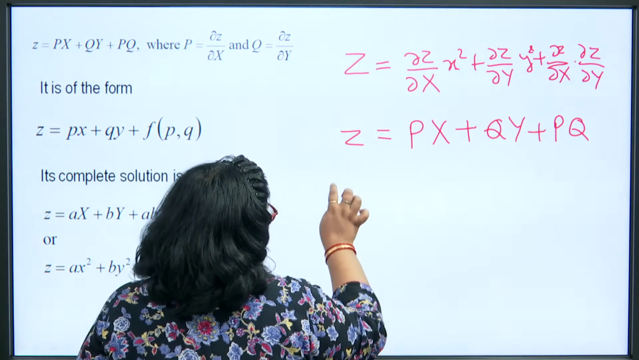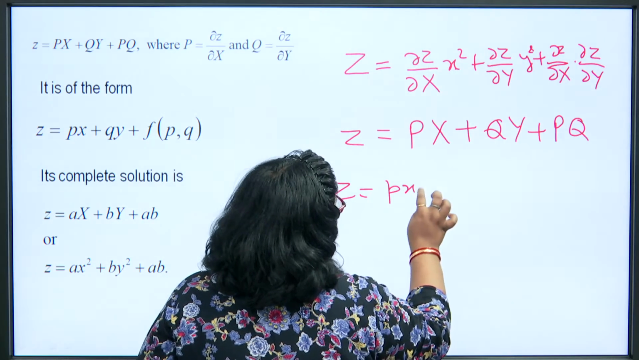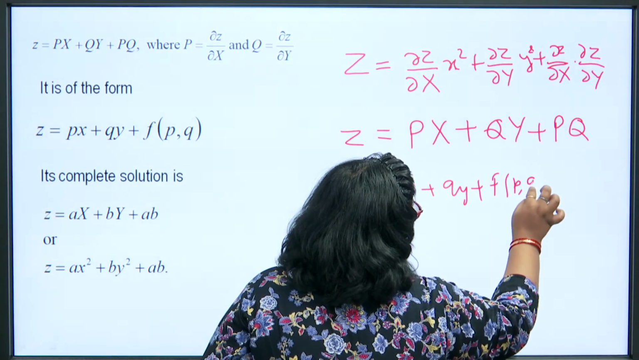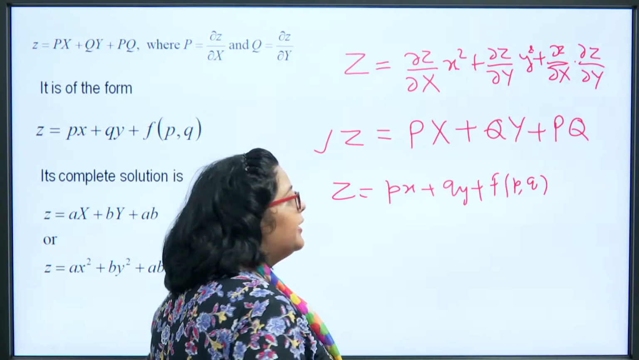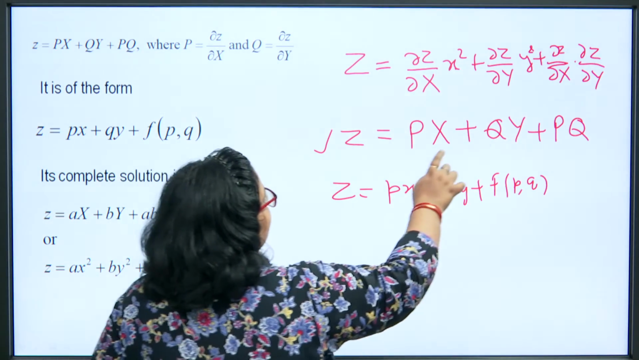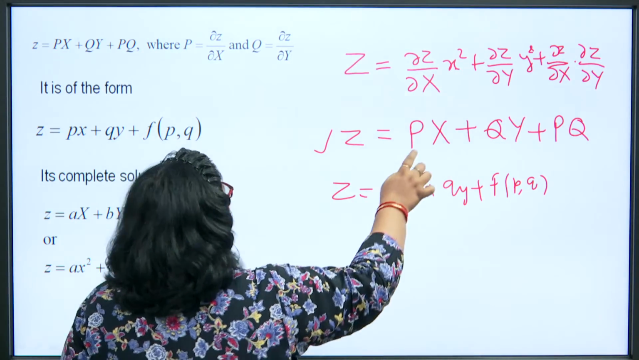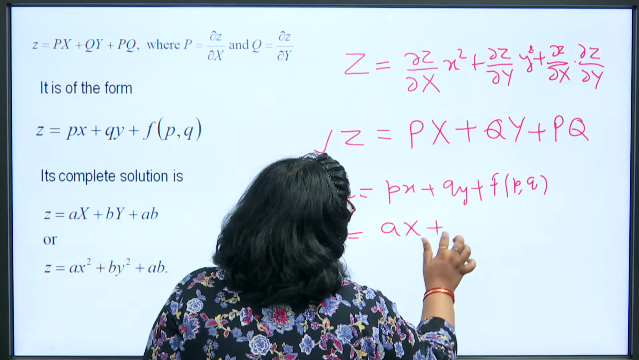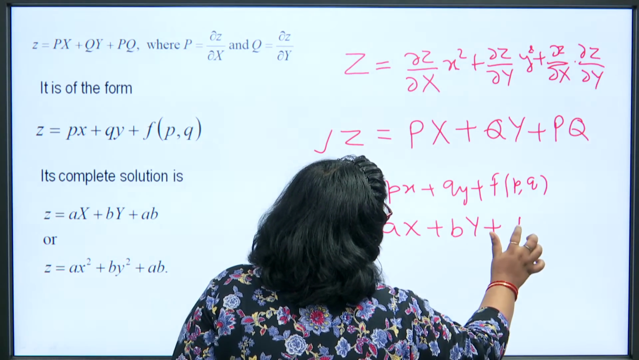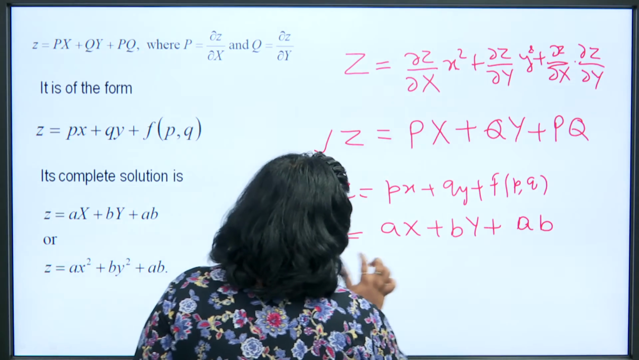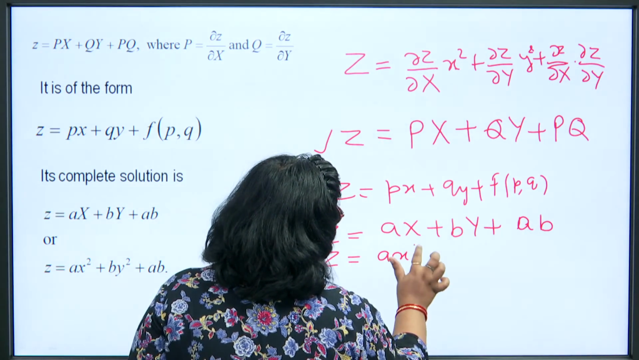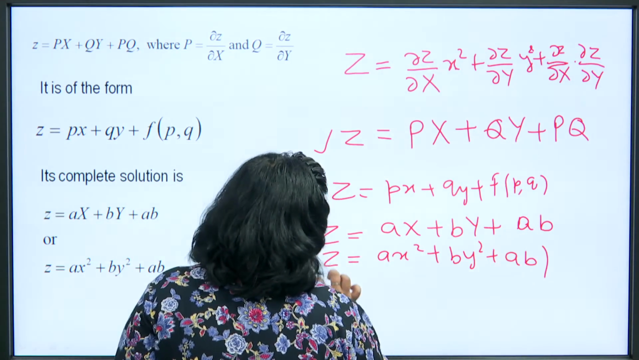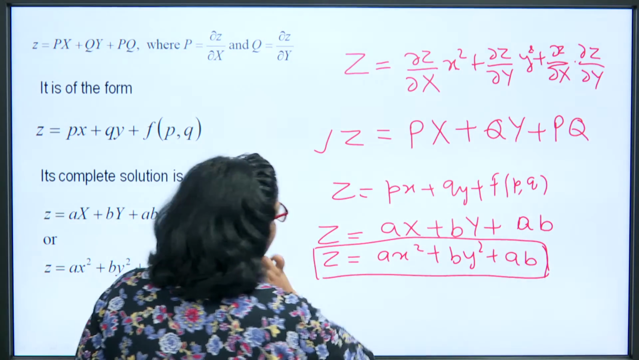And we know that type second is z = px + qy + f(p, q). So this equation is reduced to type second: z = px + qy + pq. So we can write the solution by putting a in place of p and b in place of q, and so z = ax + by + ab. This is the required solution of the given equation.